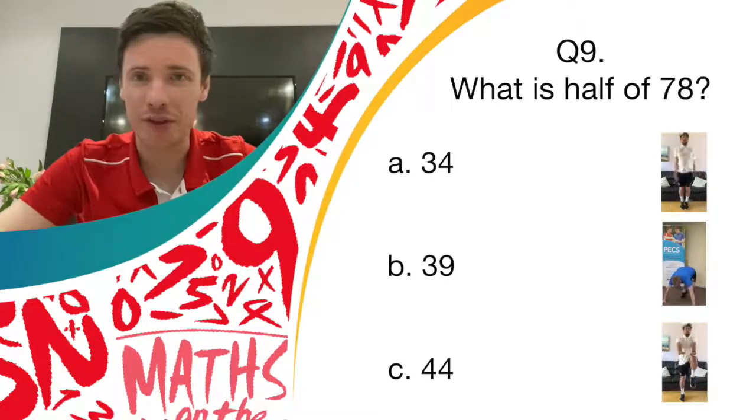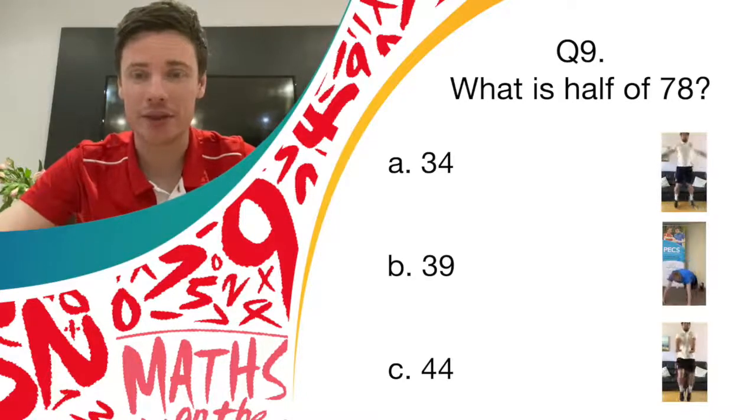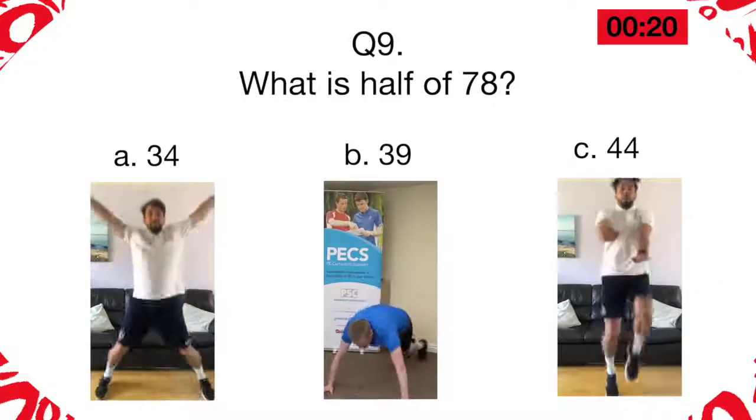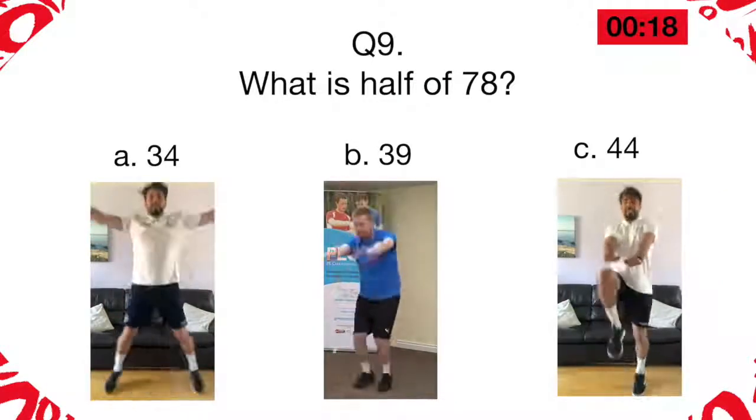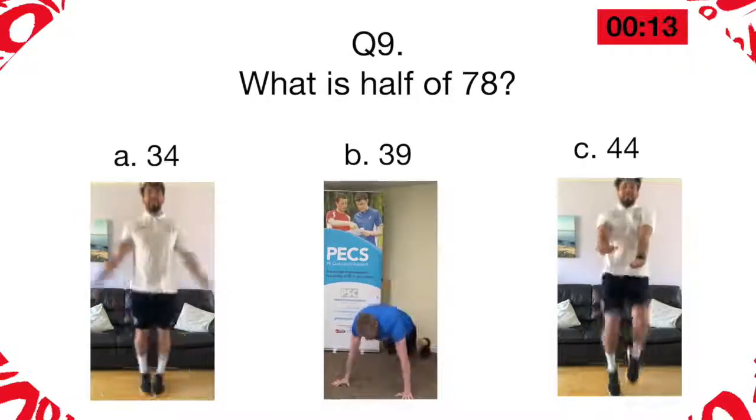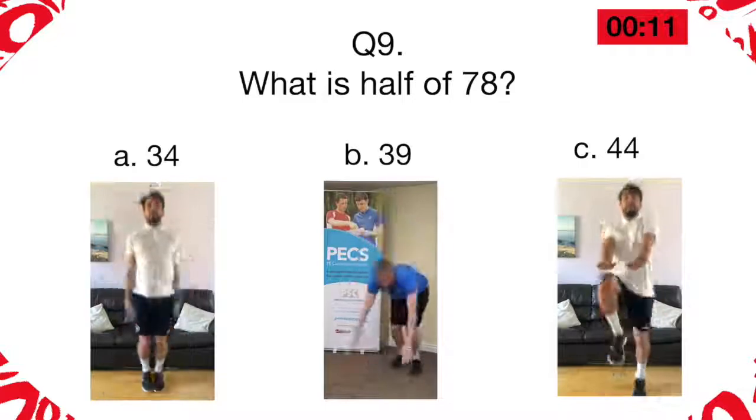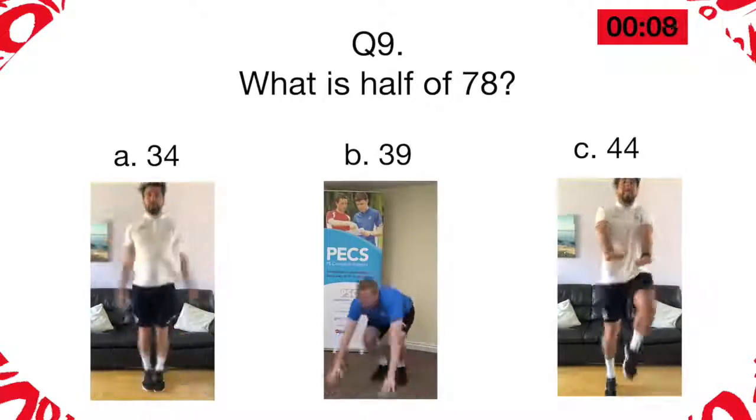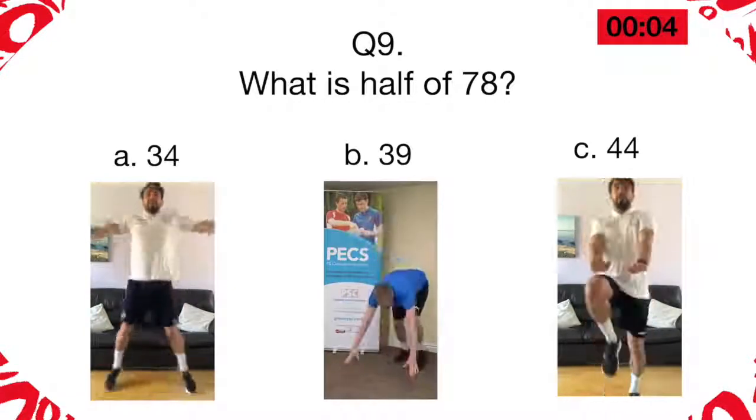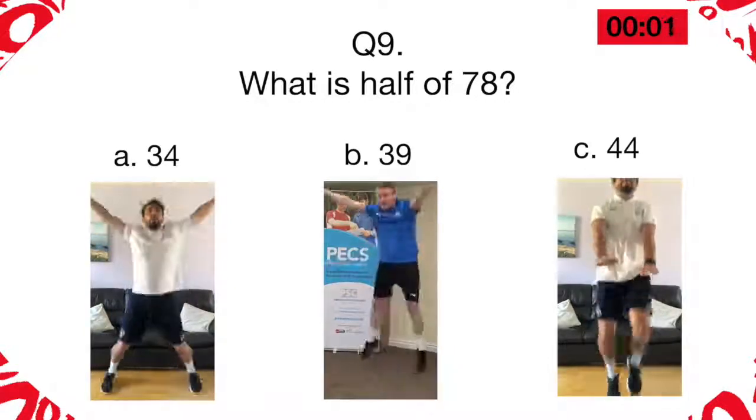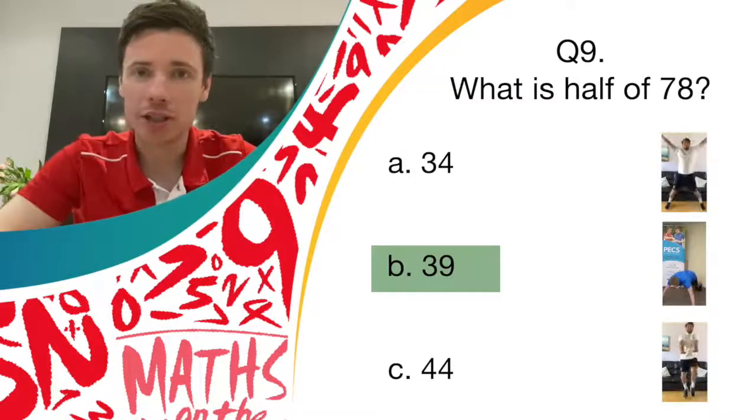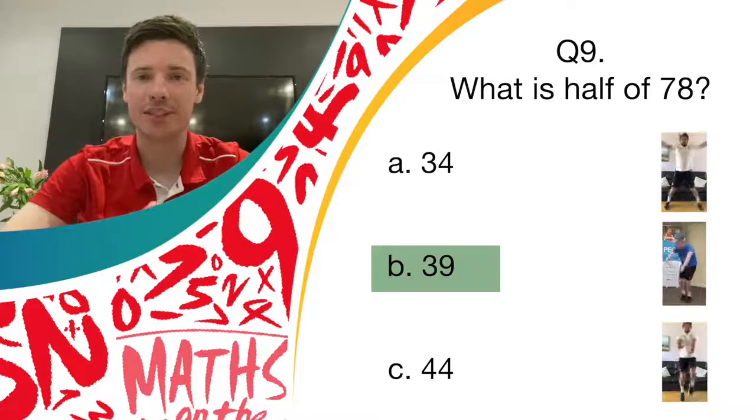It's star jumps if you think it's 34, it's burpees if you think it's 39, and it's high knees if you think it's 44. Half of 78 is 39, so well done if you managed to do a few burpees there.